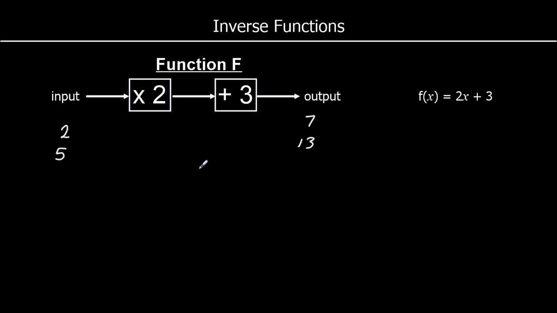So what would we have to do to go from the output back to the input? We would have to go backwards. So the opposite of adding 3 is taking away 3. So we could take away 3, and then the opposite of timesing by 2 is dividing by 2. So if we take away 3 and then divide by 2, we would go back from the output to the input. So 7 minus 3 is 4, divided by 2 is 2. 13 minus 3 is 10, divided by 2 is 5. So this is the function that undoes function f. And we call it the inverse function. We write f with a minus 1, so f inverse of x. f inverse of x is (x minus 3) over 2.